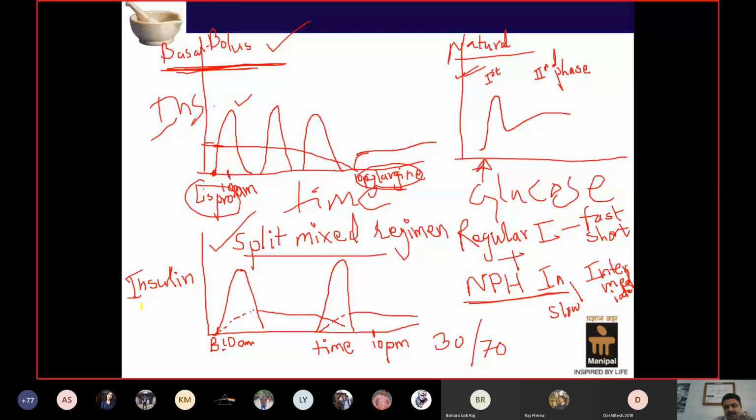You might have heard of 30-70 insulin. Has anyone heard about 30-70 insulin? Is any of your family members using insulin? 30-70, or we have 50-50 insulin. This is split mix. This means 30% is regular insulin and NPH insulin is 70%. While 50-50 means regular insulin is 50% and NPH is 50%. If you want this first phase to be more, then you will prefer 50-50. If you want less, maybe you will prefer 30-70. This type of formulation is a split mixed formulation, for the split mixed regimen. So in this way we can give insulin, or in basal bolus form.